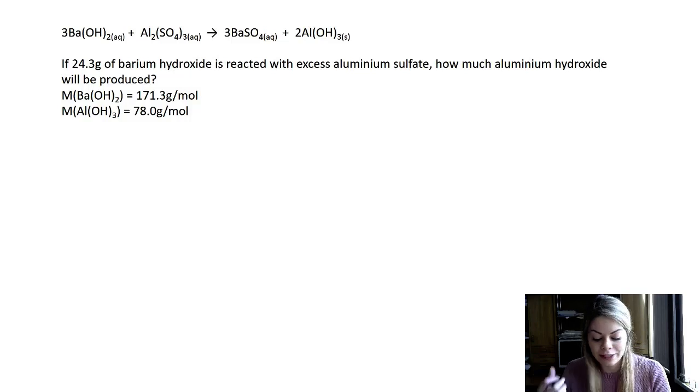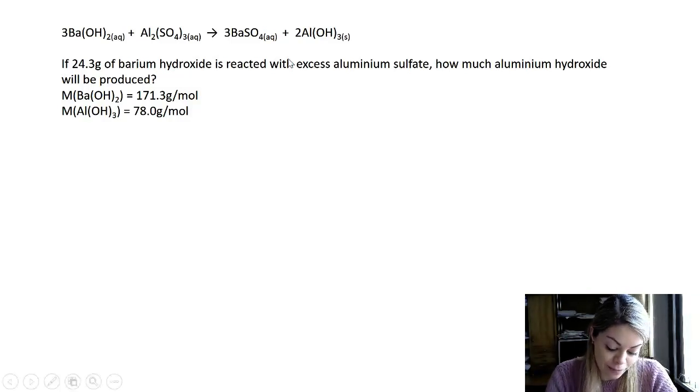So that's a double displacement reaction, which it doesn't matter if you don't know what that is. Okay, so 24.3 grams of barium hydroxide is reacted with excess aluminium sulfate. How much aluminium hydroxide will be produced? And I've got the molar masses here so that we don't have to spend time calculating those.